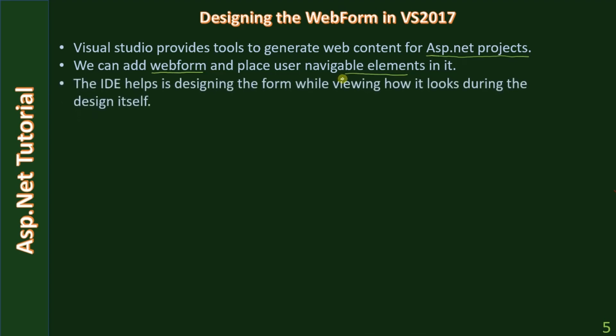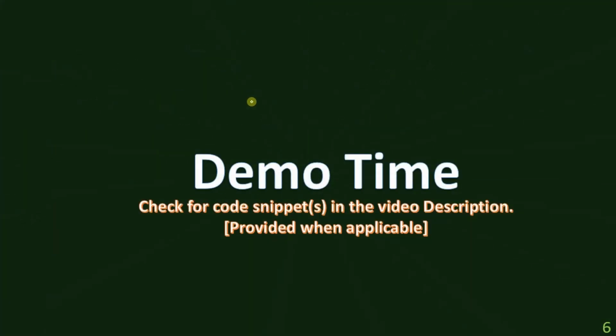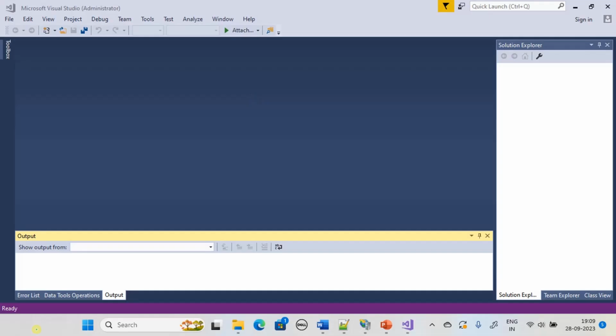The IDE helps in designing the form while viewing. So once you drop a button, you know where the button is and how it looks during the design itself. In this video, we will get introduced to the web form and how to design that using Visual Studio 2017. Now let's go to the demo.